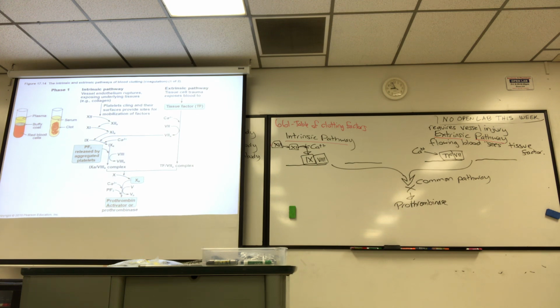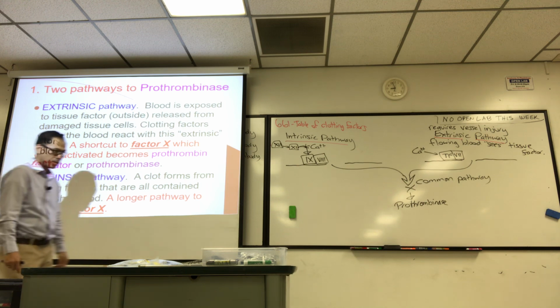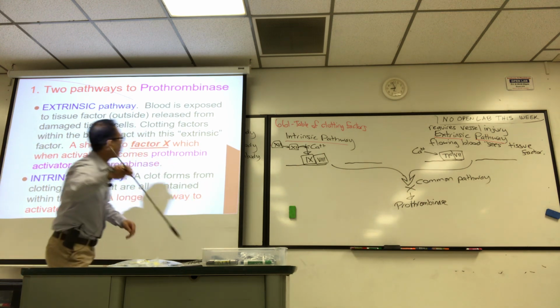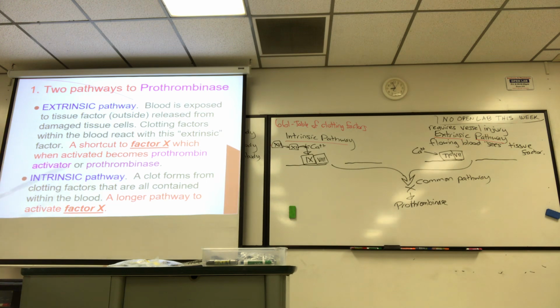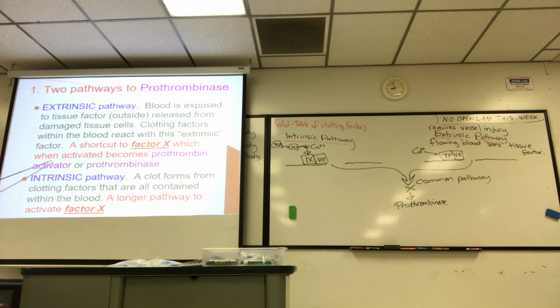All right, let's talk about this common pathway a little bit more. We're almost there. Let's just recap. We have extrinsic and intrinsic. All I'm saying here is what we've been saying all along. You need the tissue factor for this one. The flowing blood sees the tissue factor. It's a little faster, a shortcut to get to factor 10. The intrinsic pathway is a little bit longer pathway to get to factor 10. So here's the common pathway.